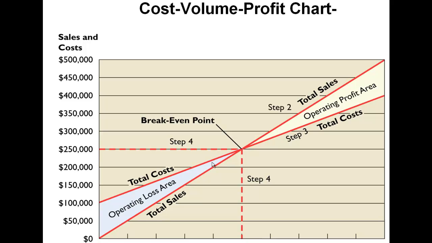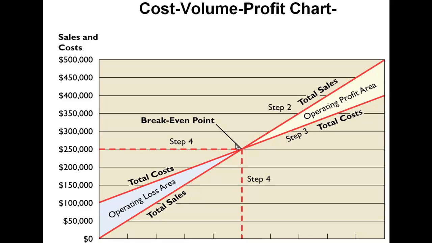Along the bottom here, it says 1,000, 2,000, 3,000, 4,000, 5,000. This is the units of sales at the bottom, and over to the left, on the y-axis, we have the sales and costs. Here's the sales, this red line, and the total cost is this red line coming down.